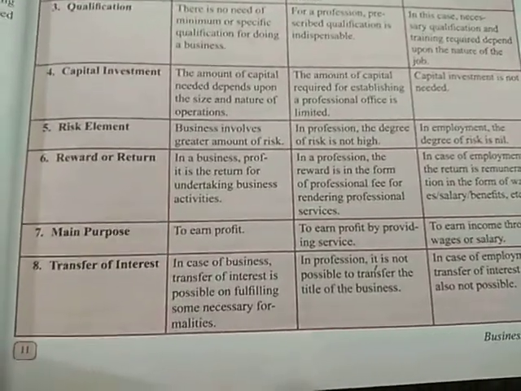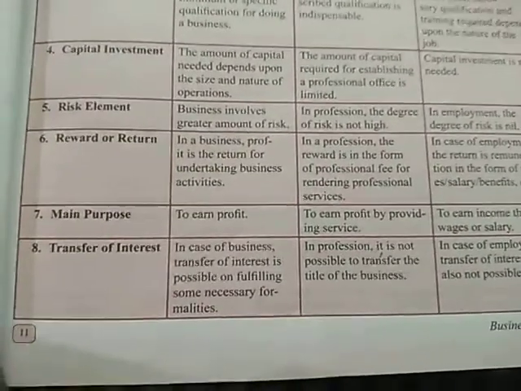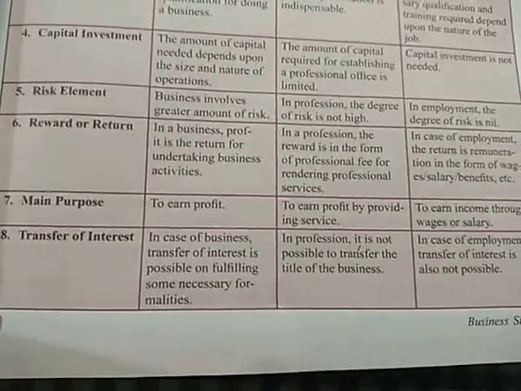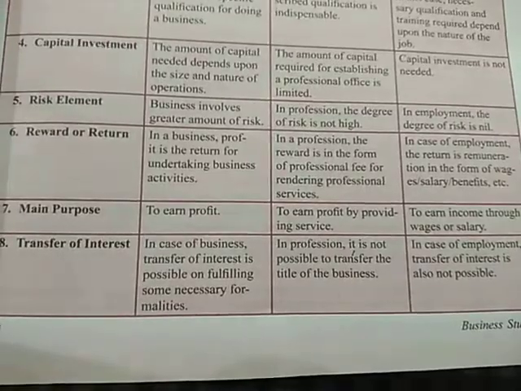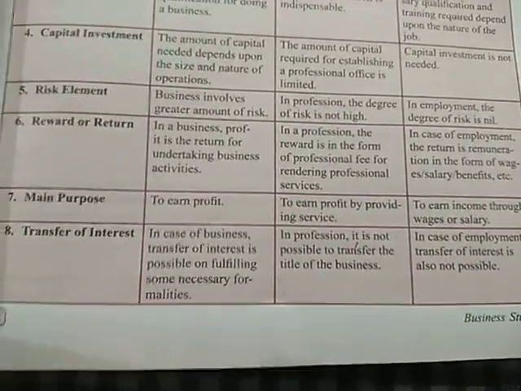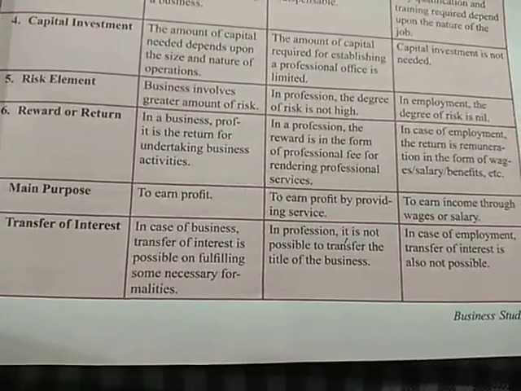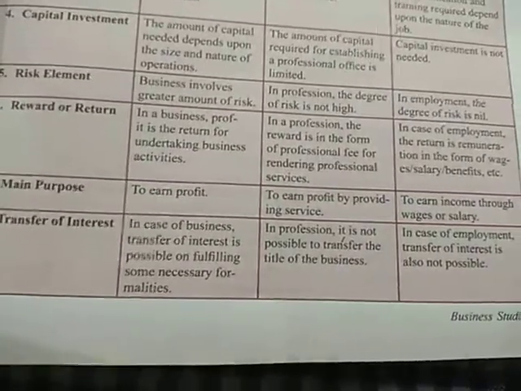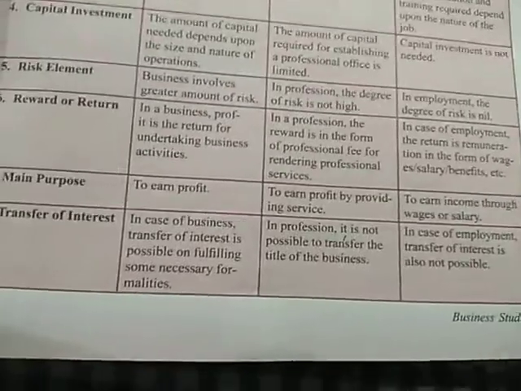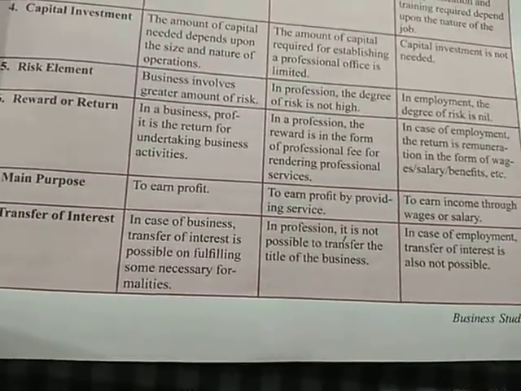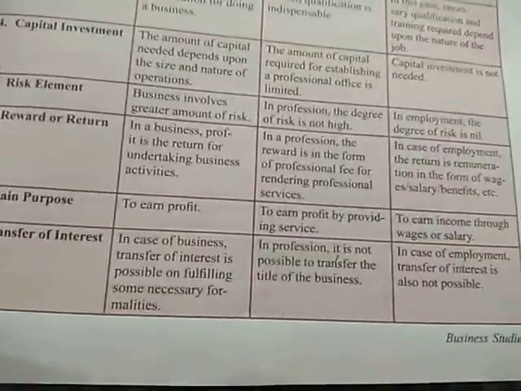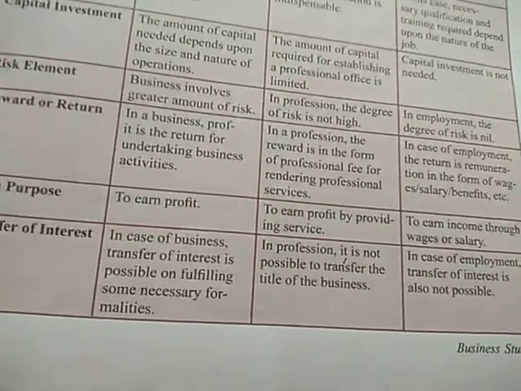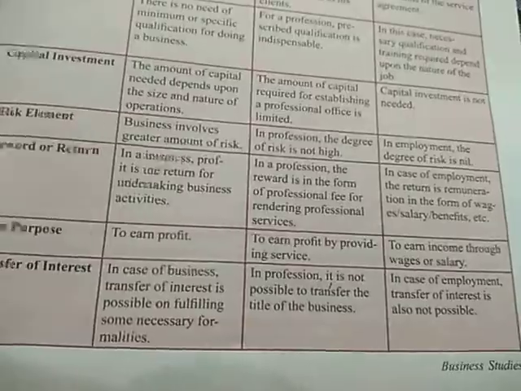Next is transfer of interest. In business, transfer of interest is possible by fulfilling some necessary legal formalities. You can transfer your business to someone else, for example, your friend, your relative, your wife, son, daughter, brother, anyone. In case of profession, it is not possible to transfer the title of the business. Since you are a professional and the same skill that you possess, someone else might not possess, you cannot transfer the interest in case of profession. Also, in case of employment, the transfer of interest is not possible.